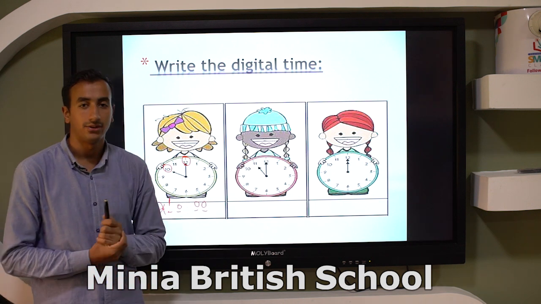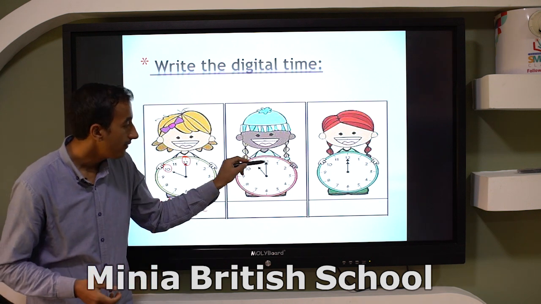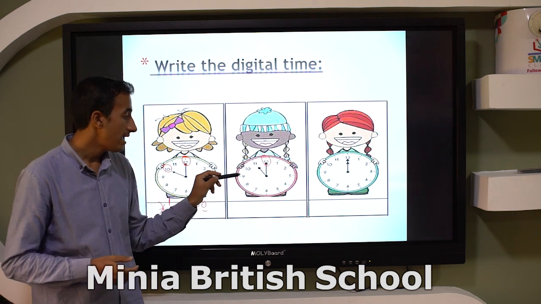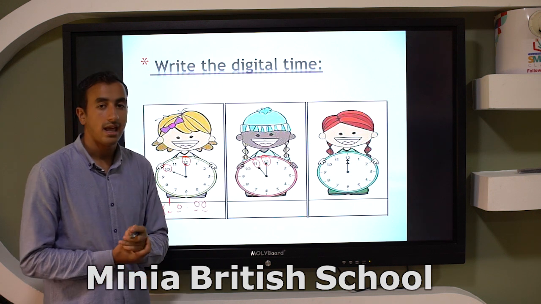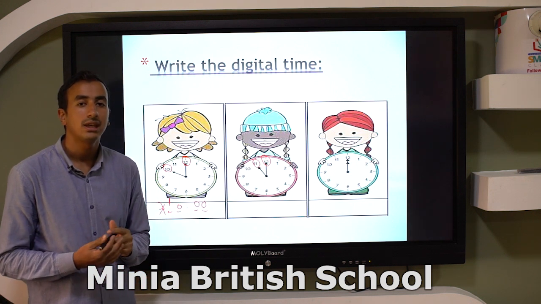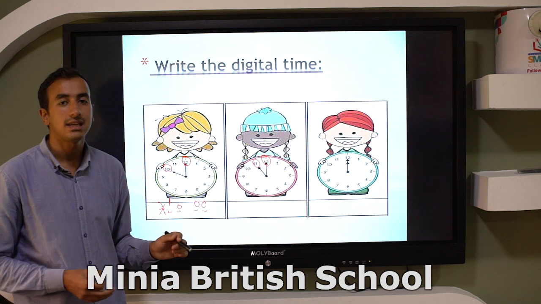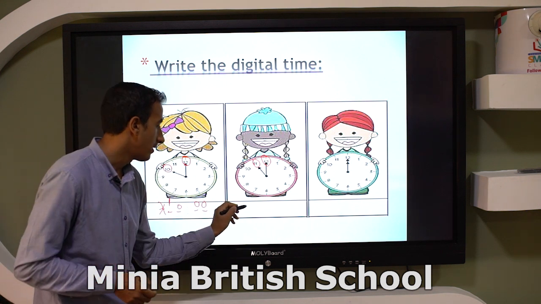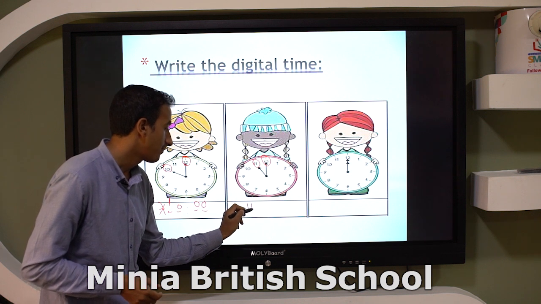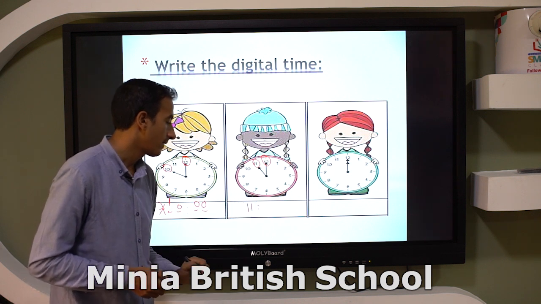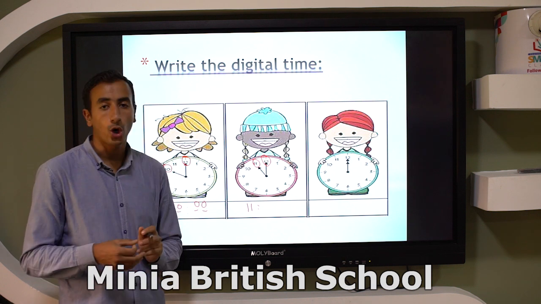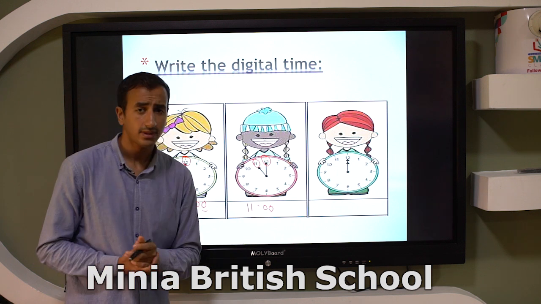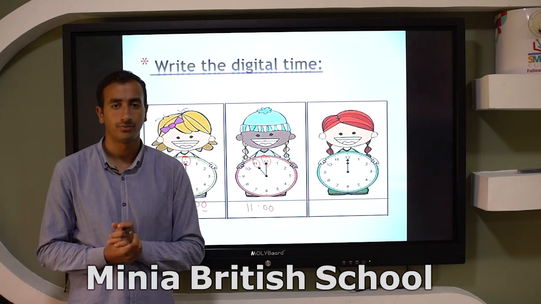Let's see another example here. We have the long hand at 12 and the short hand at 11. So we can say that this time it's 11 o'clock. We can write 11 in the two spaces on the left, and the minutes are replaced by 2 zeros. It's 11 o'clock.